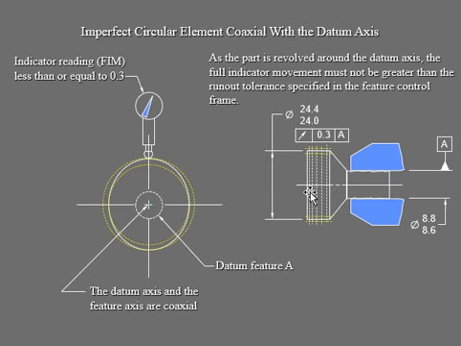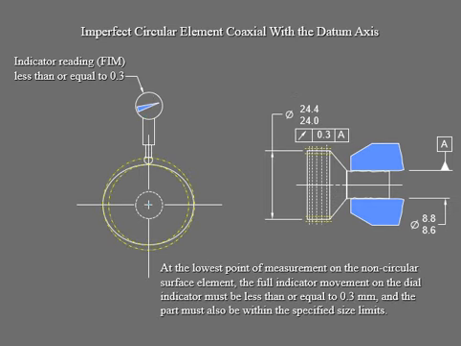So the full indicator movement must not be greater than the Runout tolerance specified in the feature control frame, which is this guy, meaning it can go over that tolerance zone. As long as it stays within the tolerance zone, it doesn't matter. Even though it is an imperfect circular element, we're still okay. So that's what it's talking about anyway.